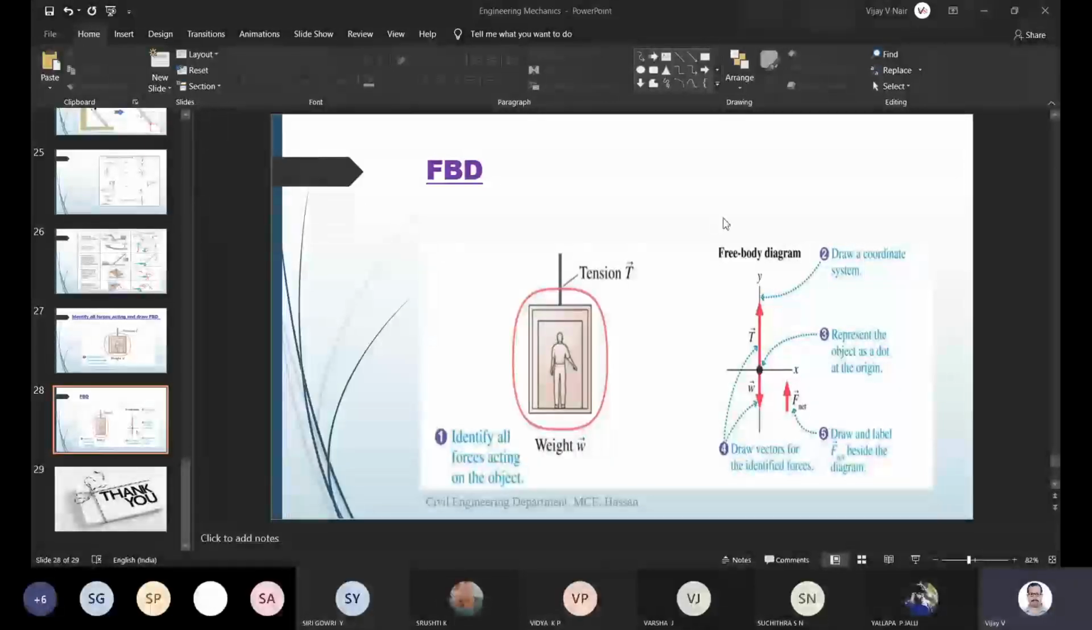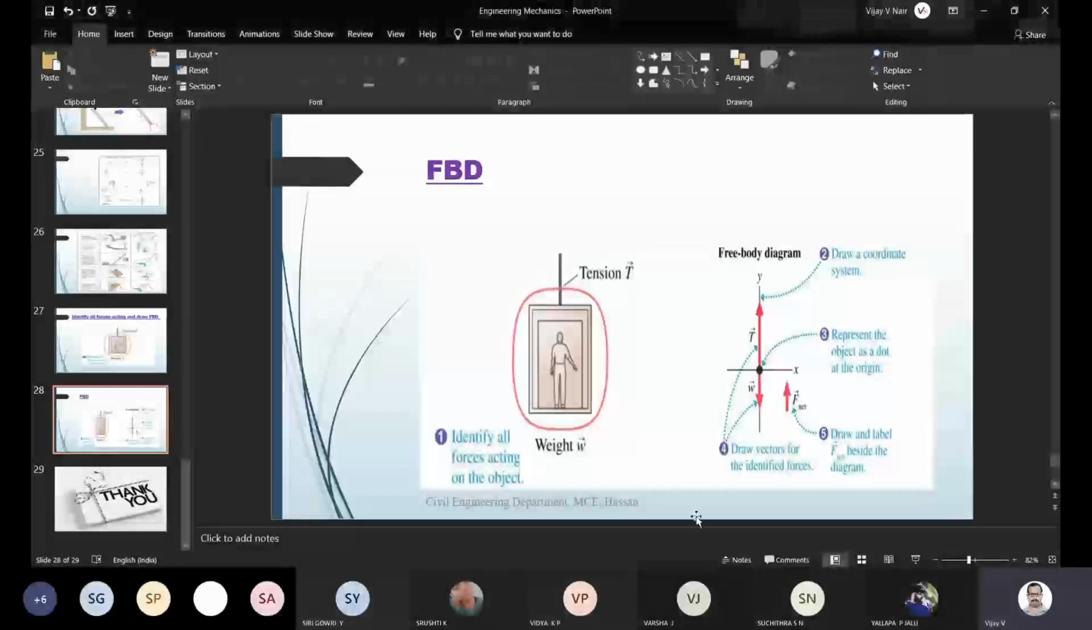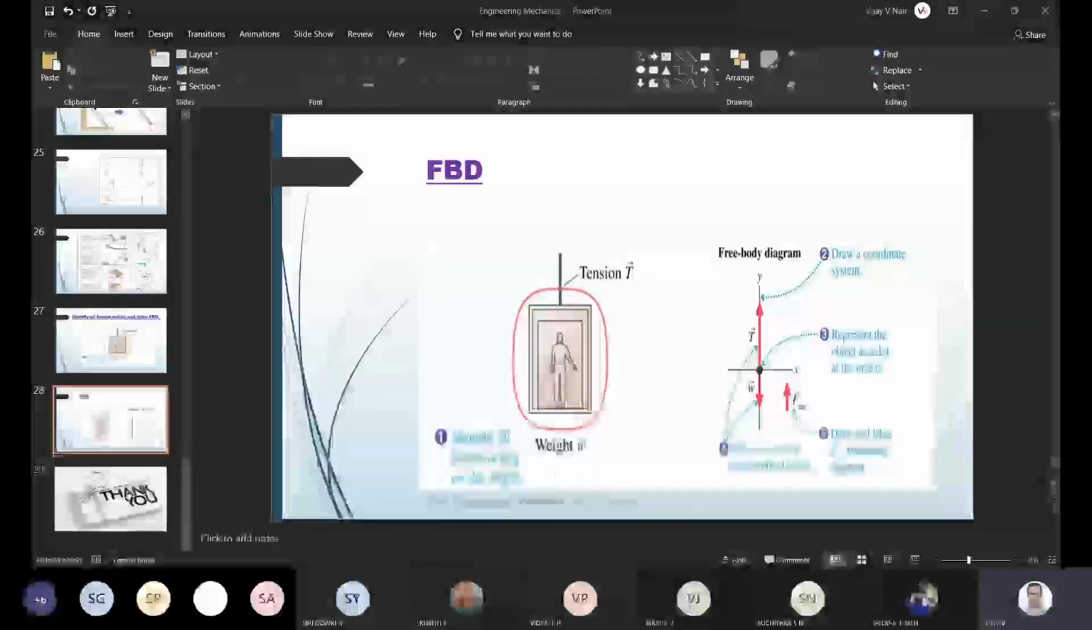I will definitely be solving a large number of problems by referring to different kinds of textbooks. Still, if you get a complication in any problem that you are solving by yourself, please bring it to me. I can solve it in class. If you have any doubts, you can ask, or we will wind up the class today.